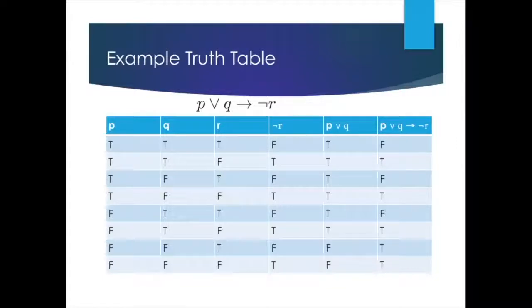Now what you need to fill is not R. True, not true is false. Not false is true, not true is false, and so on. Now, what is the value of P or Q? Now look at the values of P and Q. True or true is true. True or false is true. False or true is true. And false or false is false.